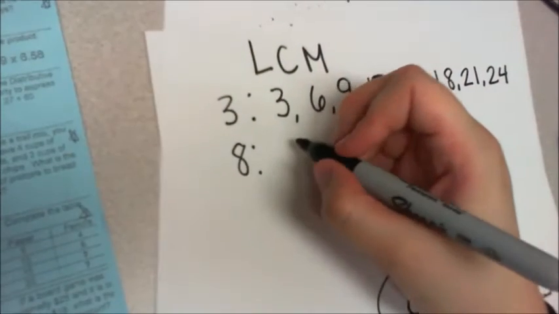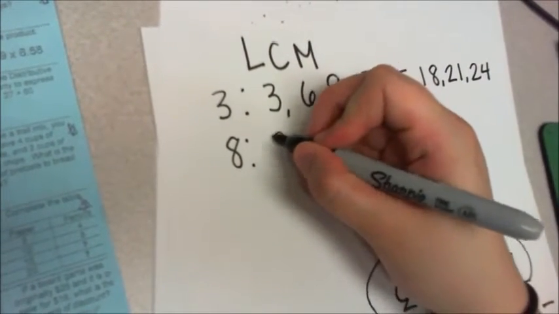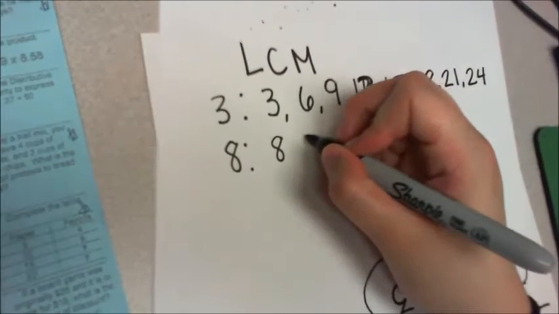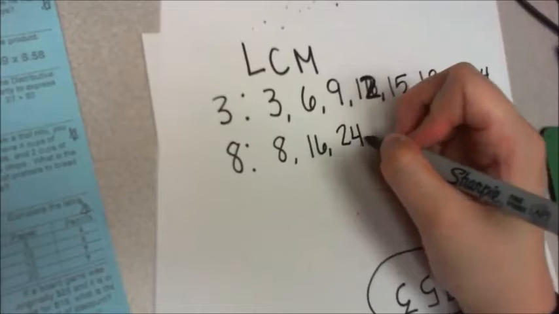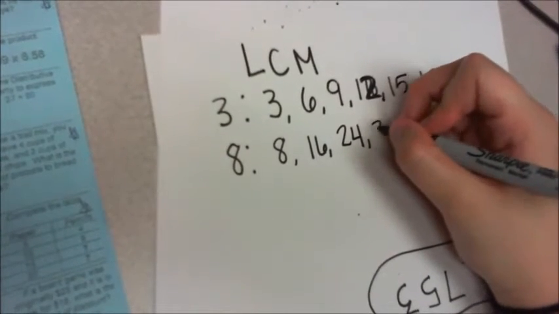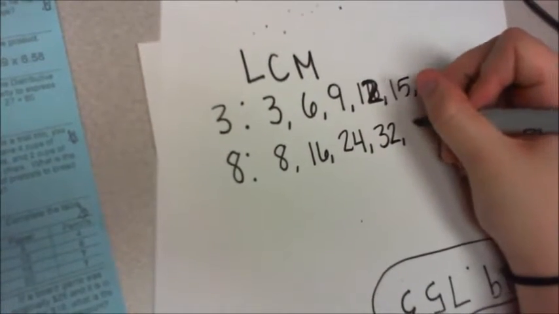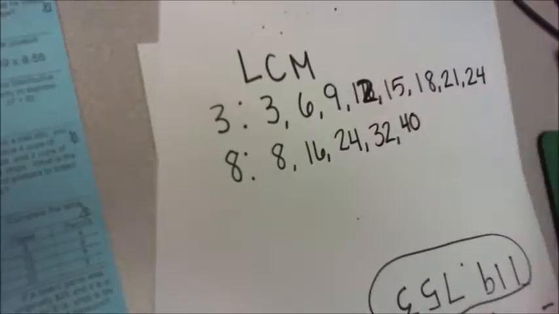Now let's write out our 8 times tables. 8 times 1 is 8. 8 times 2 is 16. 8 times 3 is 24. 8 times 4 is 32. 8 times 5 is 40.